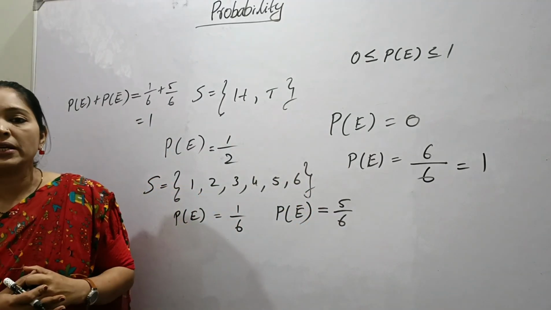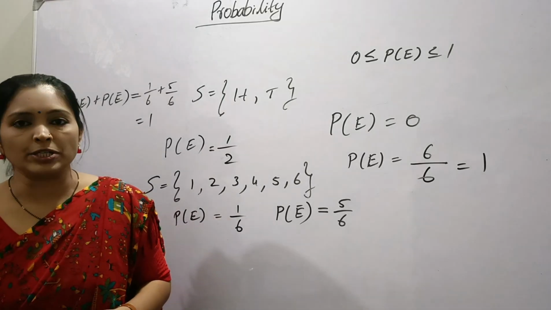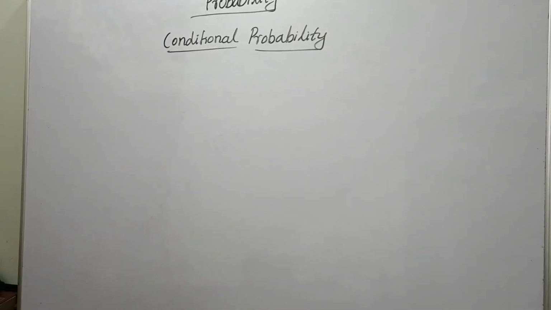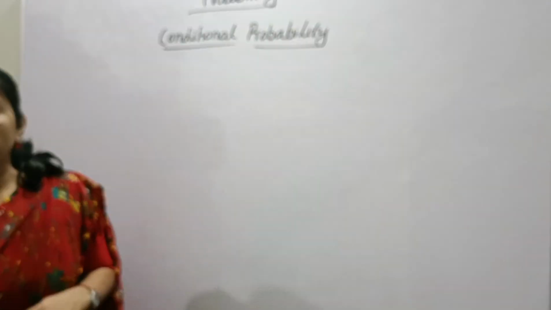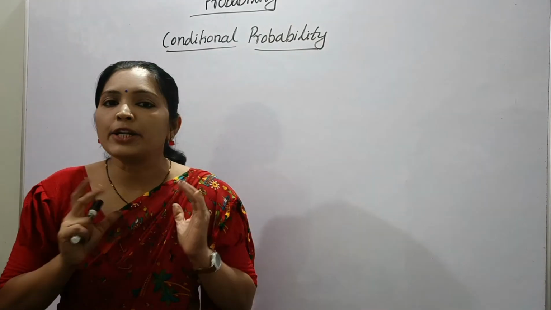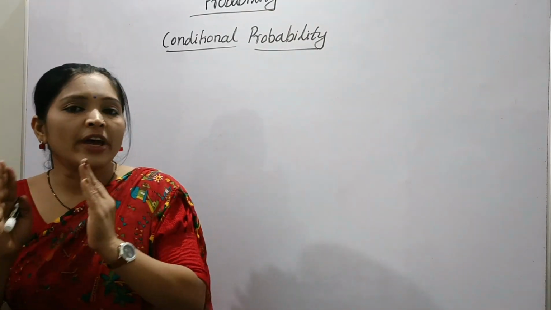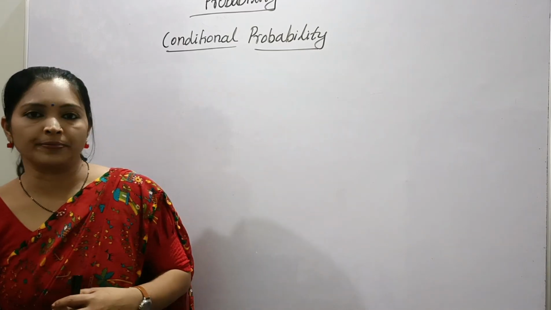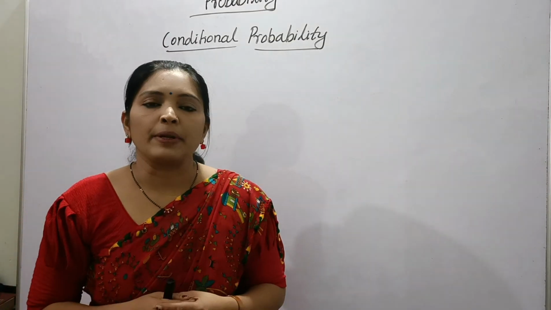So in this chapter, we will discuss the concept of conditional probability. Now let's go through conditional probability. What is conditional probability? Conditional probability is the probability of an event given that another event is known to have occurred. Let's take an example.